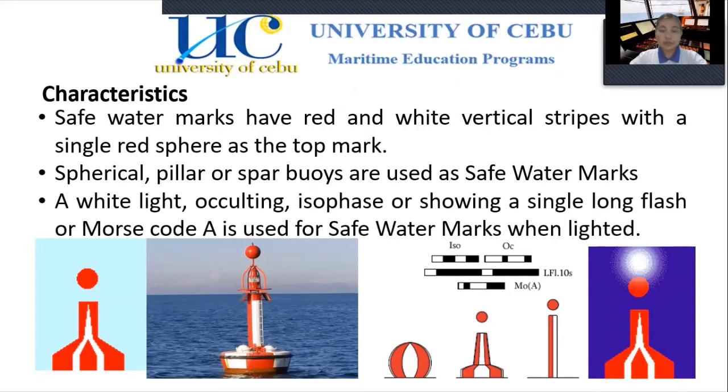First is that safe water marks have red and white vertical stripes with a single red sphere as the top mark. As the picture shown below, that is the safe water mark. Next, spherical, pillar, or spar buoys are used as safe water marks. And a white light, occulting, isophase, or showing a single long flash or Morse code alpha is used for safe water marks when lighted. Occulting means showing longer periods of light than darkness, while isophase means showing equal periods of light and darkness.